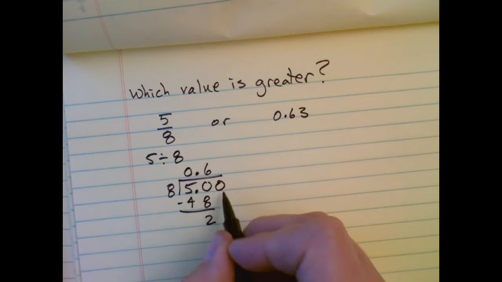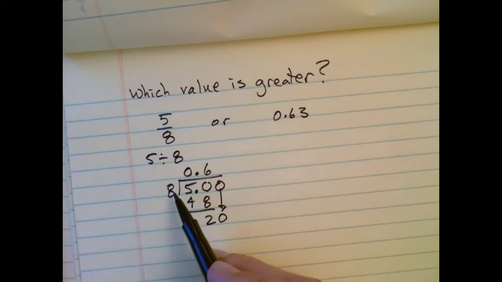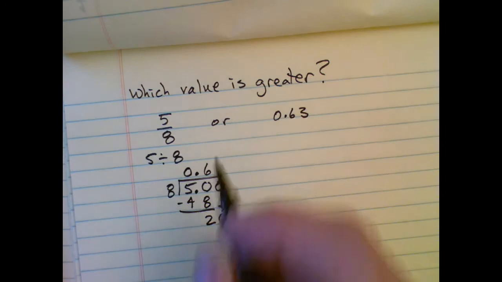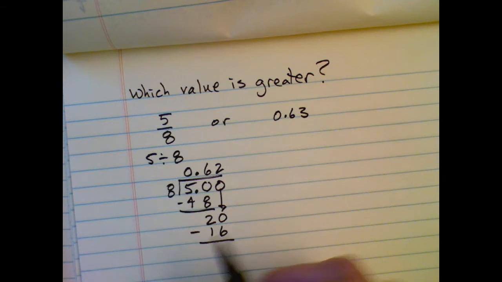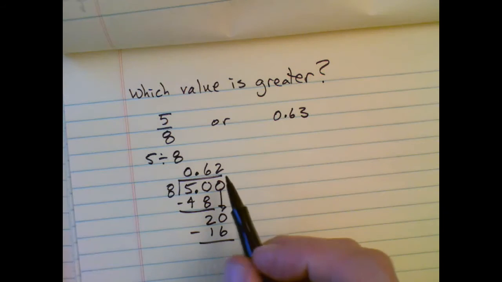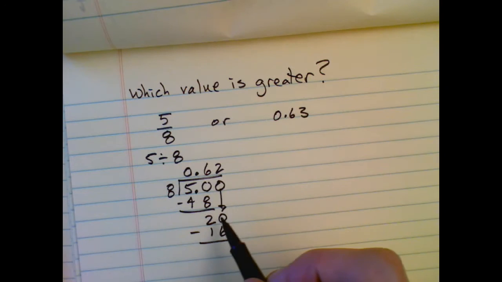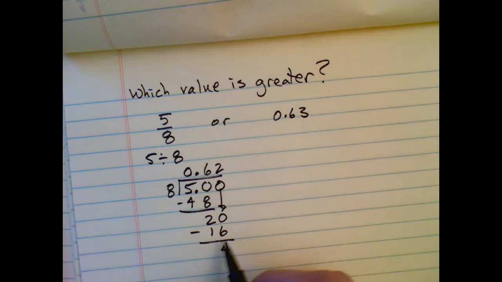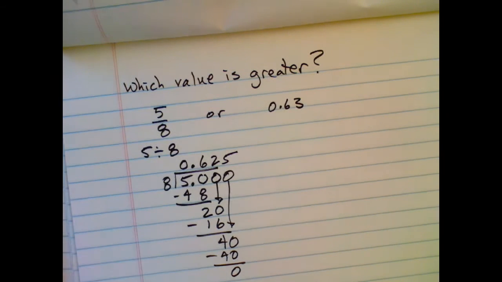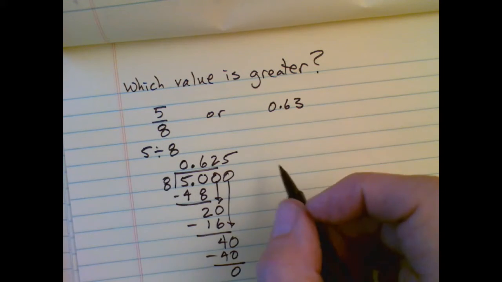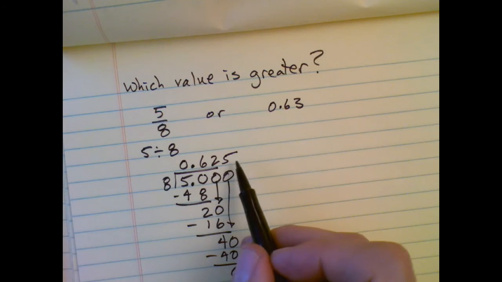And I can bring down another 0 and ask, how many 8s can I get out of 20? Well, I can get 2. 2 times 8 is 16. It looks like I may be able to answer my question already because I have 62 hundredths. If I do this in division, though, and keep going, 20 minus 16 is 4. If I have one more 0, how many 8s can I get out of 40? I can get 5. 5 times 8 is 40. And thankfully, that division problem comes to an end. So, 5 eighths is equivalent to 0.625.